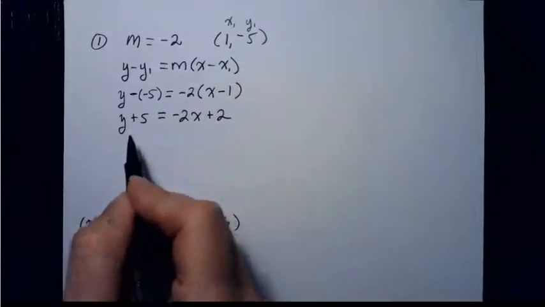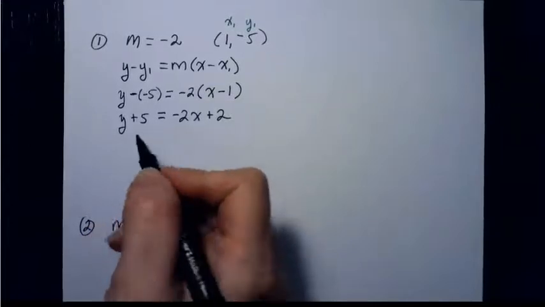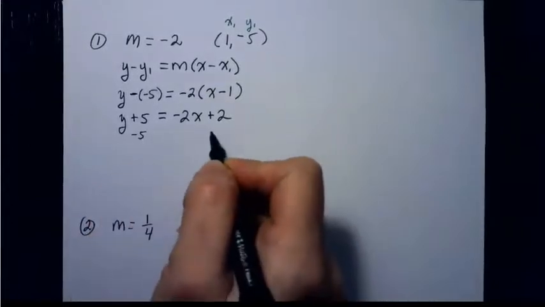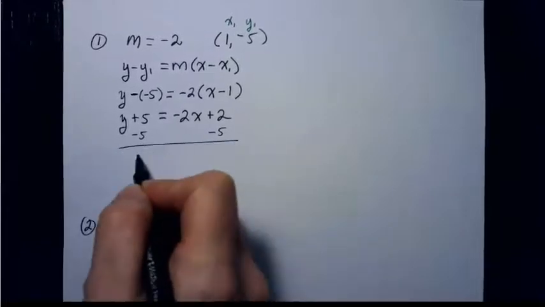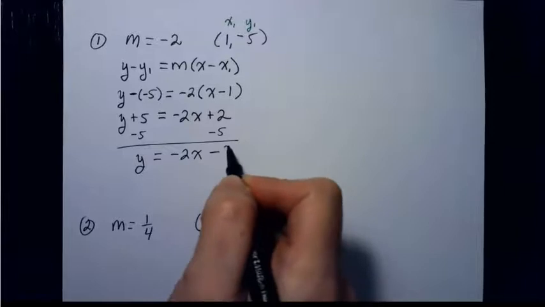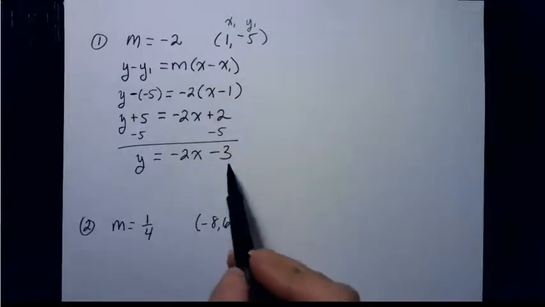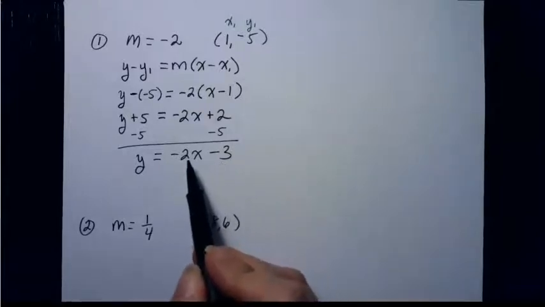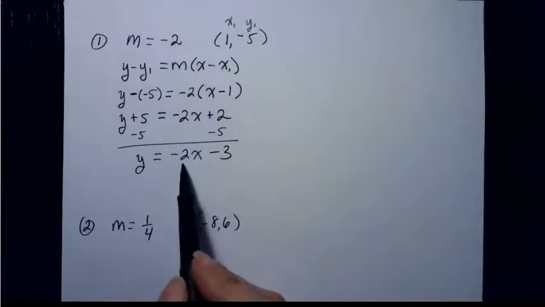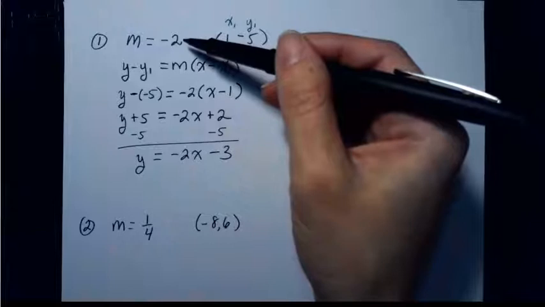And now, just to isolate y, so I get my equation in y equals mx plus b form, I'll subtract 5 from both sides. Y equals -2x minus 3. So this form of the equation is nice if we were going to graph. We then have the y-intercept at -3 and the slope at -2. Do notice that the slope hasn't changed, right? The slope that we wanted our line to have is -2.